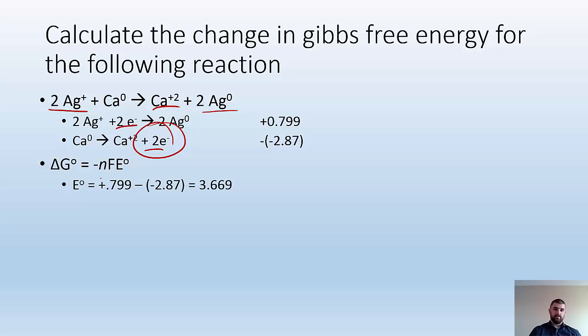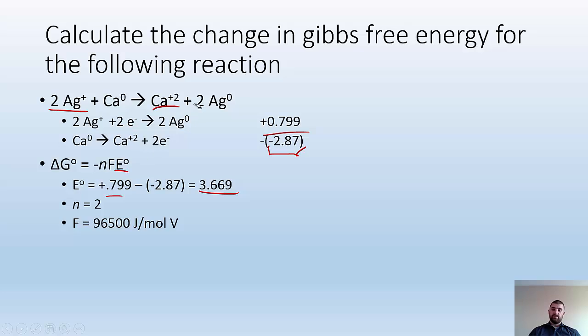But I'm getting ahead of myself. So E naught is going to be that positive 0.799, the reduction potential at the cathode, minus the reduction potential at the anode. And I get this as my E naught. My N is going to be 2 because there's 2 electrons being transferred. And the F is just a constant.